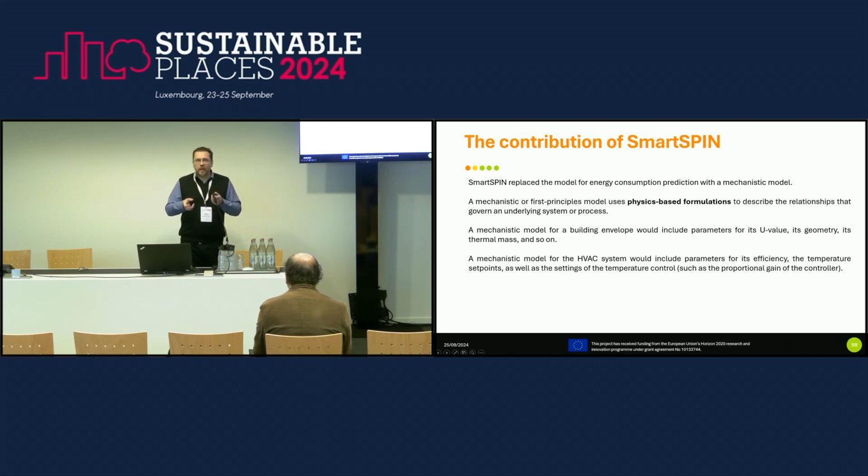So you don't have weights, but you have parameters that represent, for building, for instance, U value, geometric characteristics, thermal mass, etc. And it also can represent the HVAC system, like set points, like efficiency. Right now, the only thing that we did in terms of control is a PID control. But it doesn't matter. You can actually fit whatever you want there. I don't have a slide for that, but just to give the whole picture.